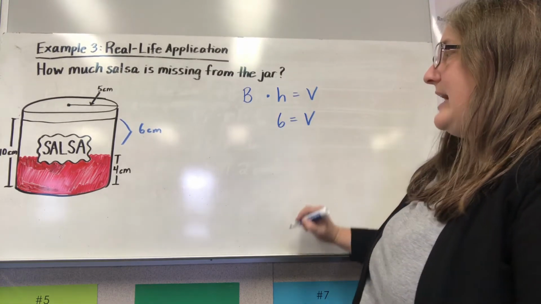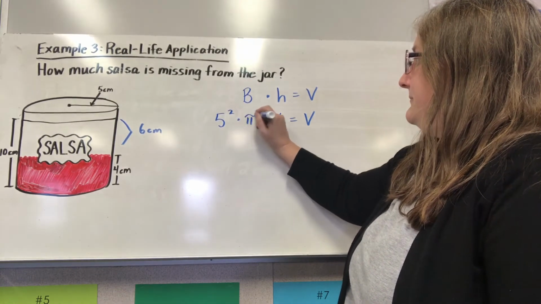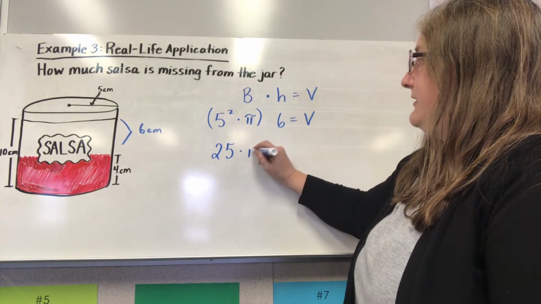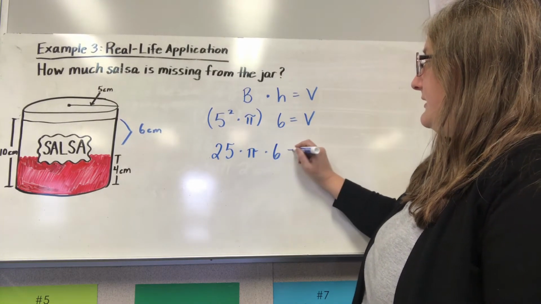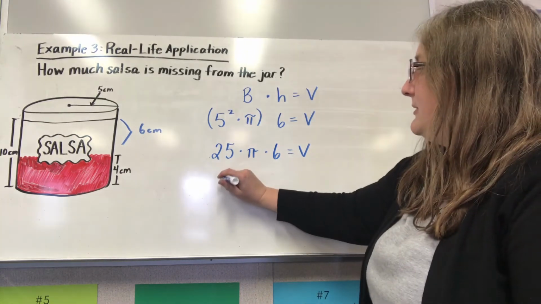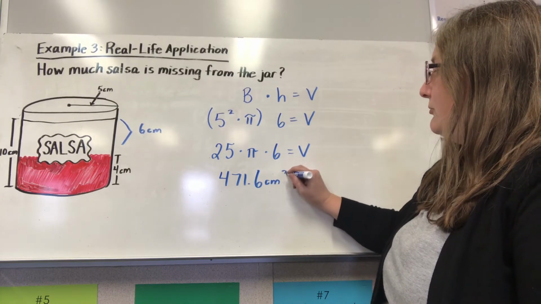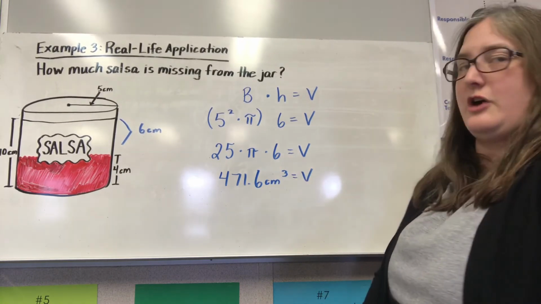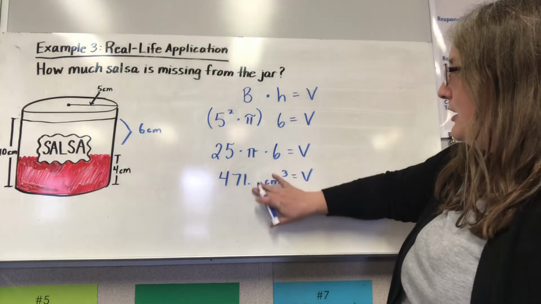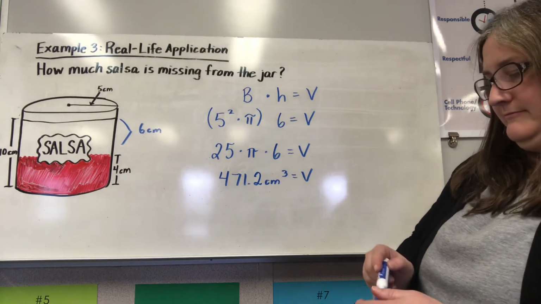So the base has a radius of 5, so I'm going to do 5 squared times pi. I'll do my exponent first, and I get 25 times pi times 6. And my volume, rounded to the nearest tenth, is approximately 471.2 centimeters cubed, my mistake. So the empty part of this jar, the part of salsa that has been consumed, is 471.2 centimeters cubed.